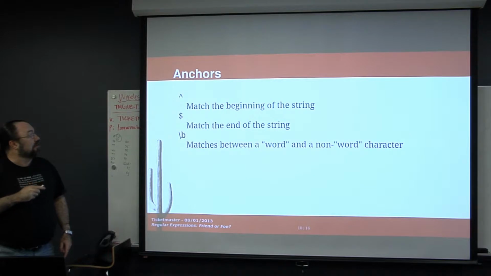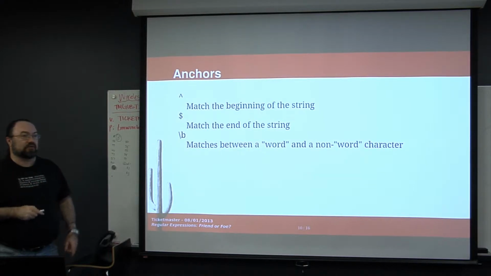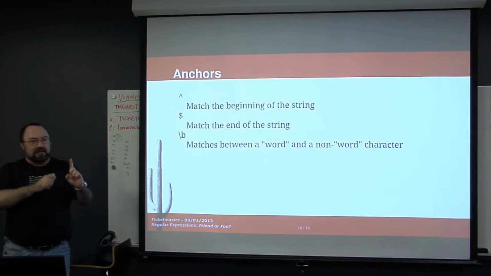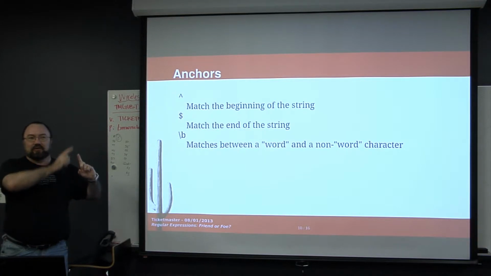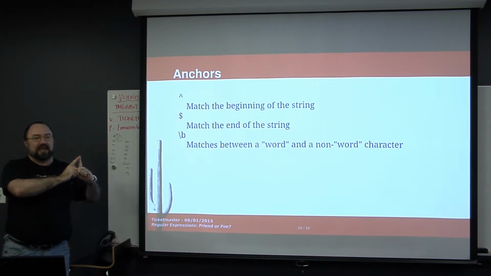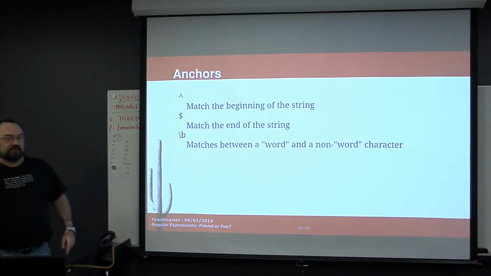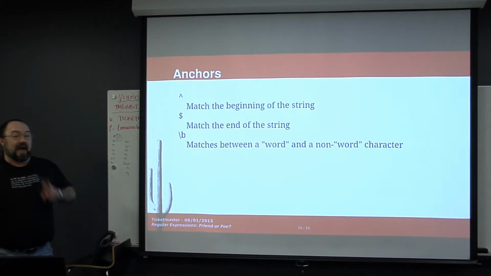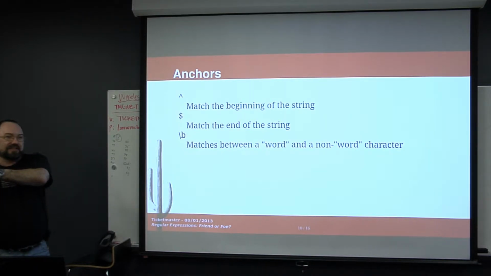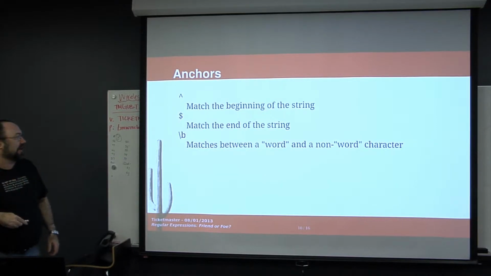So a caret will match the beginning of the string. So that's literally the space, even though no space exists, but you can think of it as the gap at the very beginning of the string. That's where that matches. The $ matches the end of the string, which is basically the gap that comes right after it. I don't want to say space because there's no actual character there. It's just that spot that's at the end of the string.